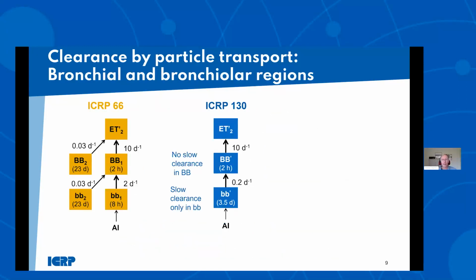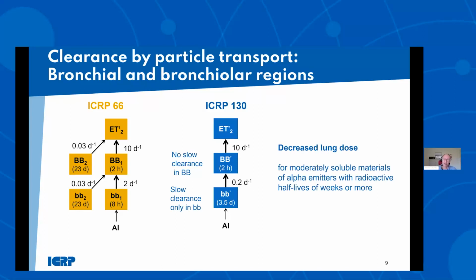Moving to the bronchial tree, the main change is that there is no slow clearance anymore in the bronchial region, but still in the bronchiolar region, which clears with a half time of about 4 days now. And the consequence of this is that there could be decreases in lung doses, more evident for alpha emitters with sufficiently long radioactive life, and more for moderately soluble materials. There are probably no significant changes if the material is very soluble, as this would be anyway the dominant clearance mechanism in both the old and the new model.